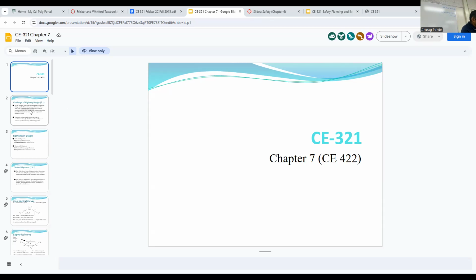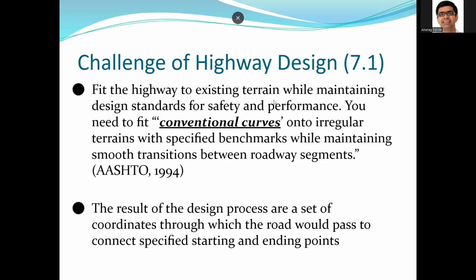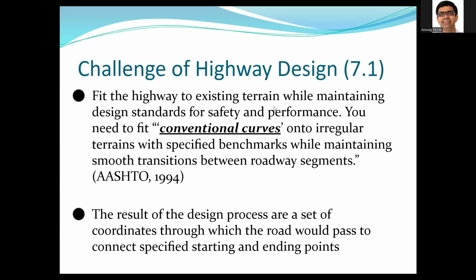And let's see. So this is sort of your challenge of highway design. The challenge of highway design is looking at how do I fit the existing terrain on a roadway while maintaining design standard for safety and performance, right? Let's say you think about Cuesta grade, for example. Cuesta grade is a pretty steep upgrade, and then you get on the other side, you have a little bit of a downgrade. Now you will see that that's basically a hill there, right? So you're essentially navigating that hill to get around to the other side of that road.